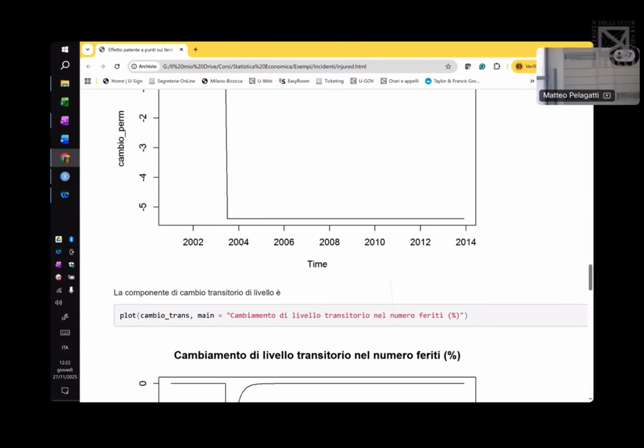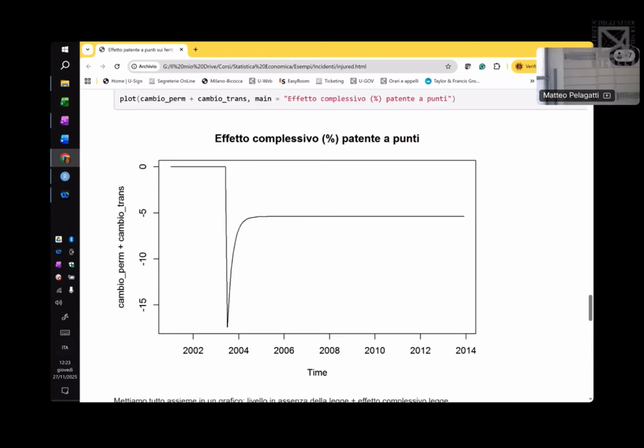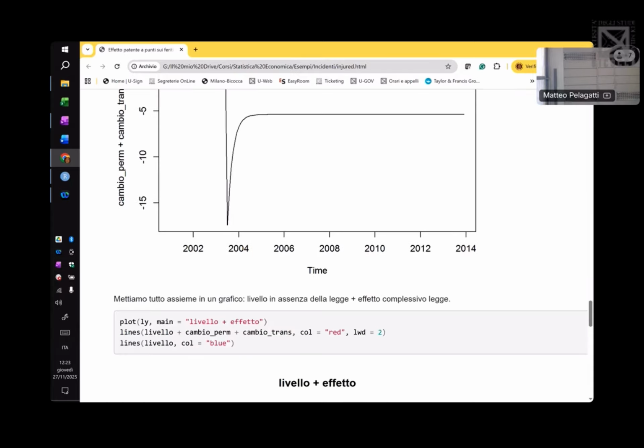So the initial effect was 17, 18%, that then in the long run goes back to 5%. This is the sum of the two components that gives the complete effect of that policy. So minus 17 or 18%, and then goes up and remains minus 4. So there's a temporary part, but it's also a permanent part. So at the end of the day, they kept it, but I guess all Europe has that system. Probably it worked. It reduces by some measure the number of injuries.